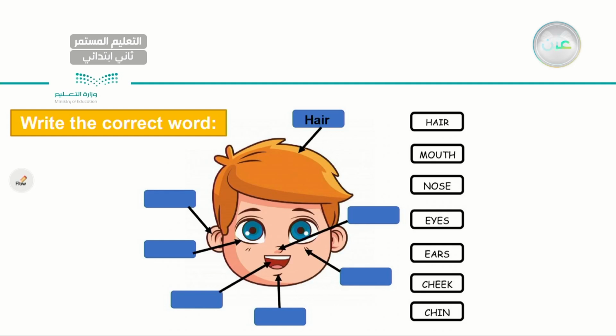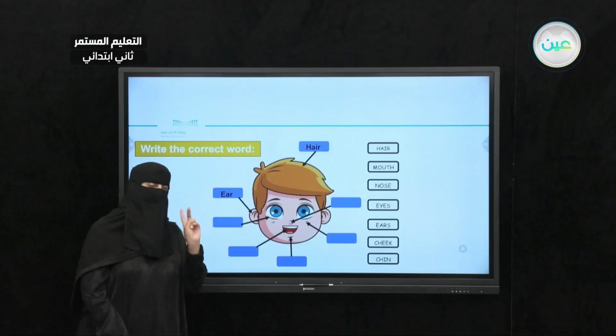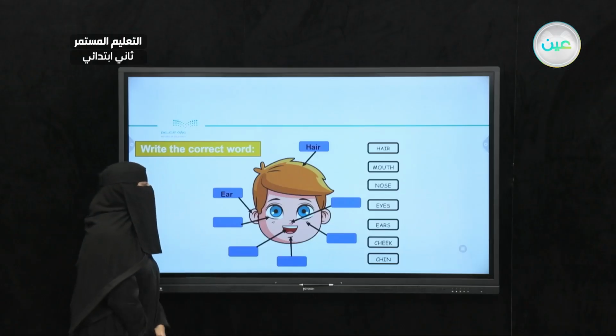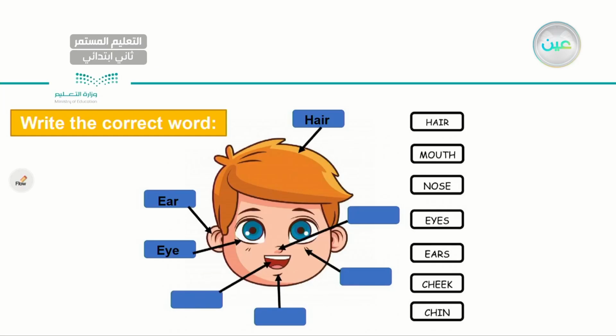Very good. I have the hair. He has blonde hair. Next, I have his ear. Very good. How many does he have of each? He has 2 ears. Very good. Next, I have his eye. Eye. Very good. Now let's describe his eyes. He has blue eyes.